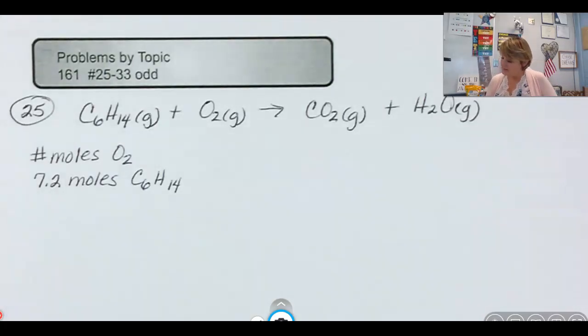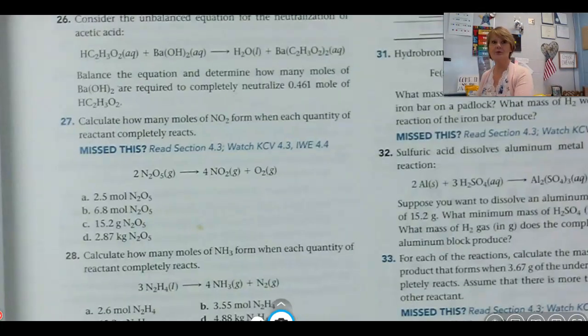Okay, so the next set of problems that I'm going to be working are on your worksheet, page 6, but it actually says page 161 in your textbook, problems 25 through 33 odd. So I'm going to work through problem 25. Now I'll go ahead and show you the problem that we're doing.